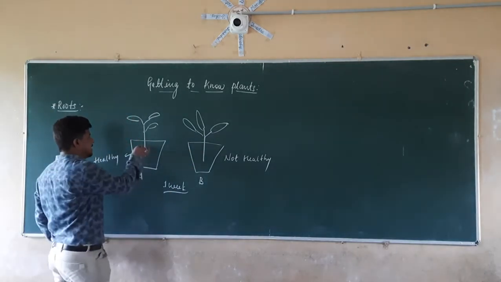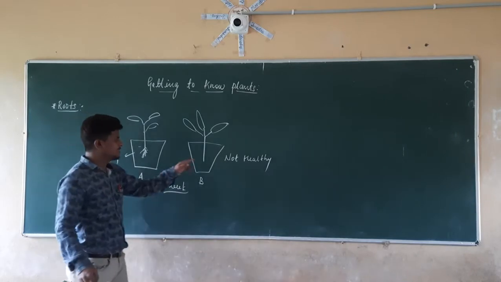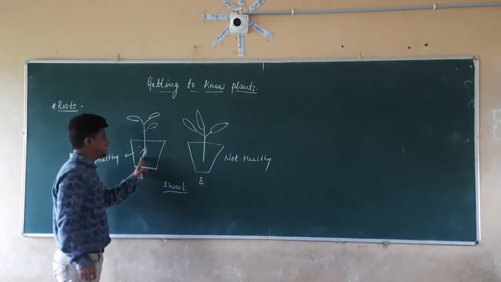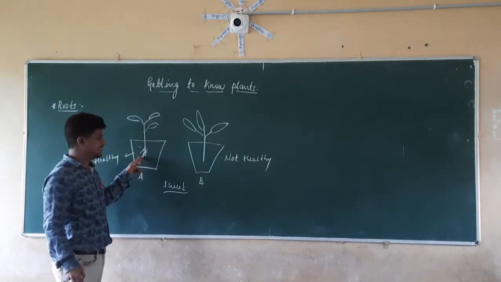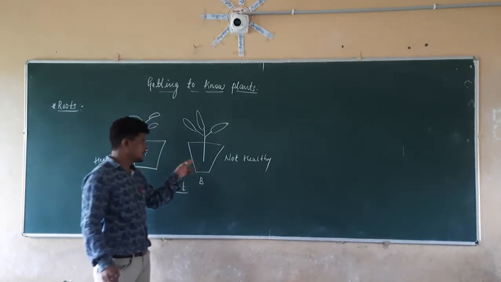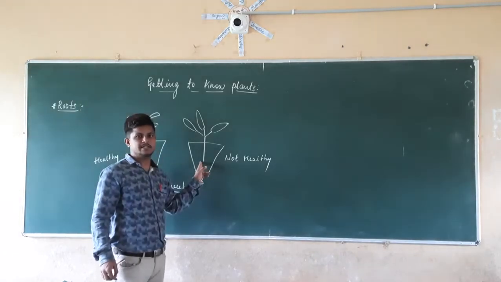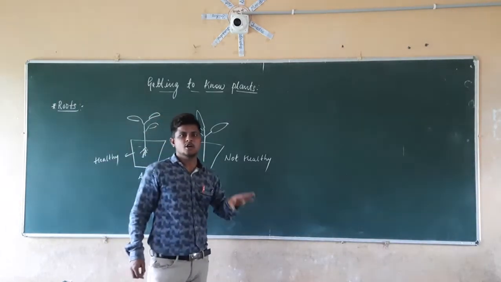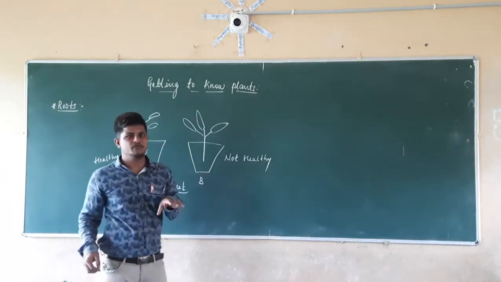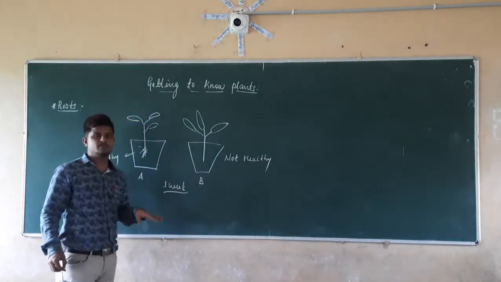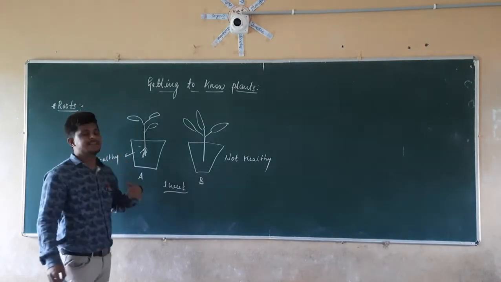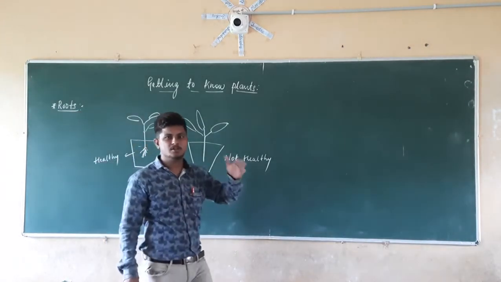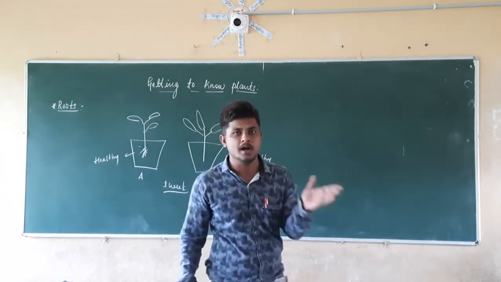If you see here, this one has the root, but this one doesn't have the root. For that reason, this one is getting the water because of the roots which are present in the soil. Because of the absence of the root here, it is not getting the water. So by this activity, we can say that roots are essential for the supply of water from the soil to the stem to the leaf. Without root, those plants are not going to get water.